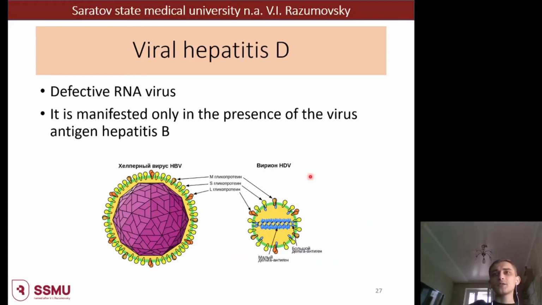Like a satellite of hepatitis B virus, we can see viral hepatitis D. It formed from the hepatitis B virus, and it's a defective RNA virus which formed from a mistake of transcription of the B virus, and it looks like the B virus, but it's smaller and it's an RNA virus. It manifests itself only in the presence of the hepatitis B virus antigen.